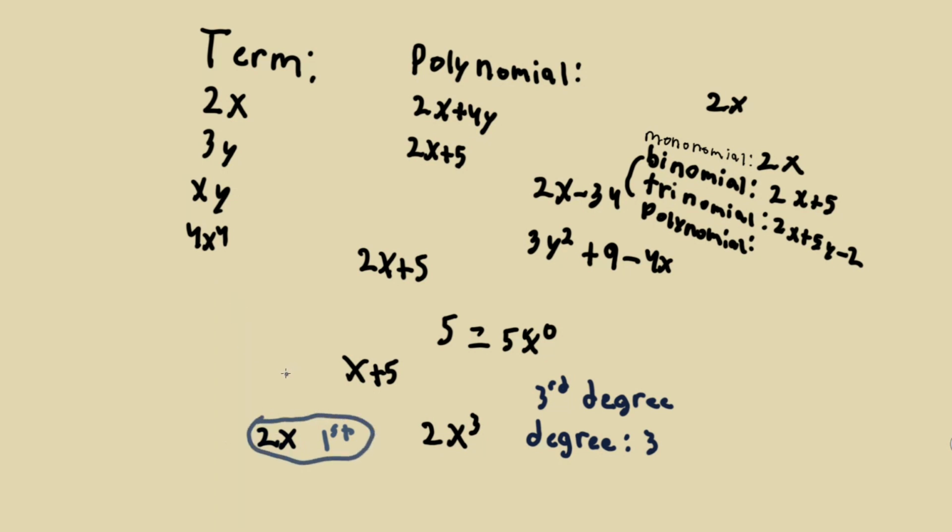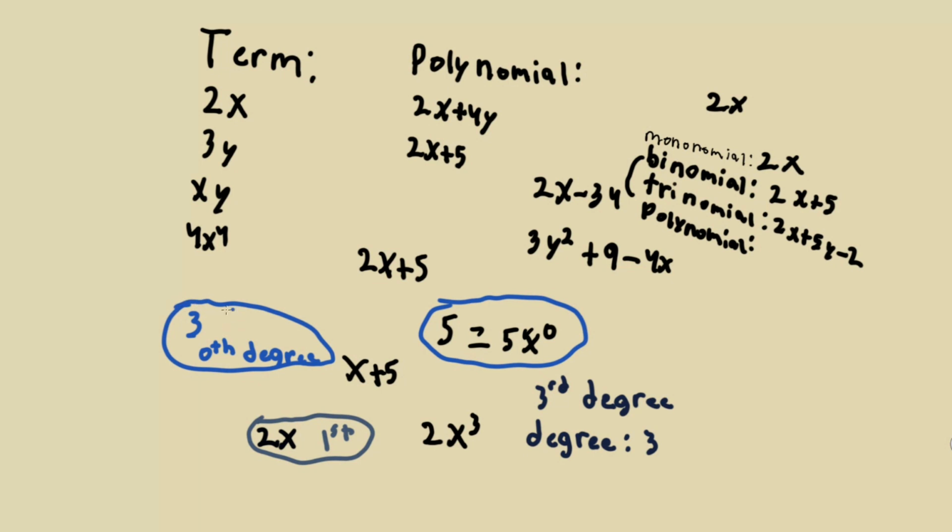Right. So how about we have the term just 3? What is the degree of 3? We know that when it's just 5 or just a number, also known as a constant term, the degree of it is just 0, right? So this is just a 0th degree. As you can see right here. Okay, so this is a 0th degree, right?